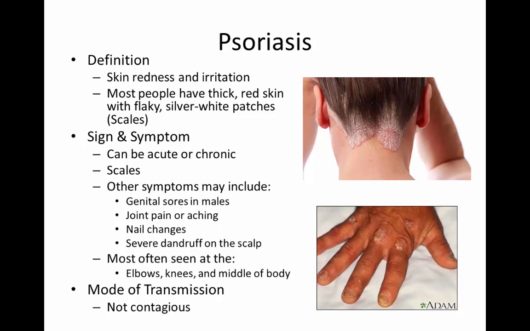Psoriasis is a skin redness and irritation. Most people have thick red skin with flaky silver-white patches or scales. Signs and symptoms can be acute or chronic. This includes scales, and other symptoms may include genital sores in males, joint pain or aching, nail changes, severe dandruff on the scalp, and is most often seen at the elbows, knees, and the middle of the body. The mode of transmission is not contagious for psoriasis.